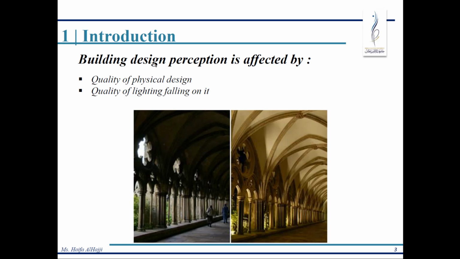So as we can see, building design perception is affected by two things: the quality of the physical design, definitely. In here, this ceiling design has a major effect on how we perceive the space, how we see the space, and the quality of lighting for it. As we can see in here, because we have no lighting for the inside, we can't see what we have down in the ceiling. We only can see the windows. As we can see in here also, we can't see the windows. So the lighting source plays a major part in how we perceive a space, and actually the color of the light has a major part in it as well.